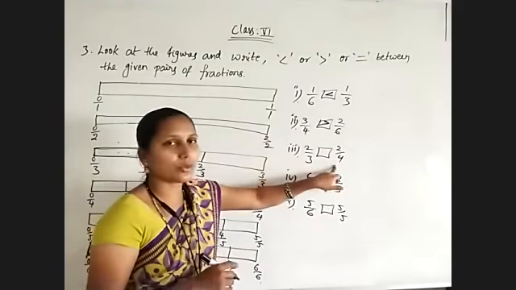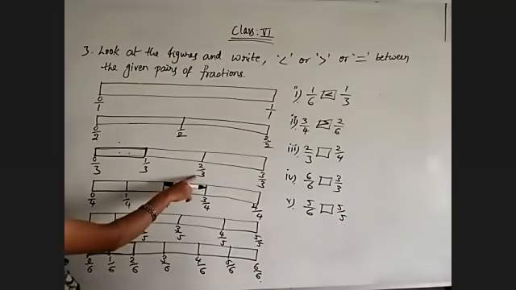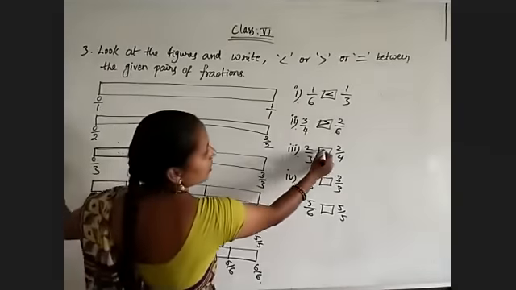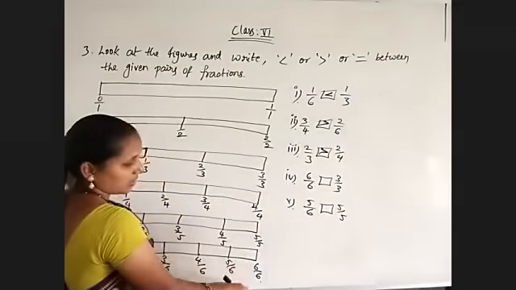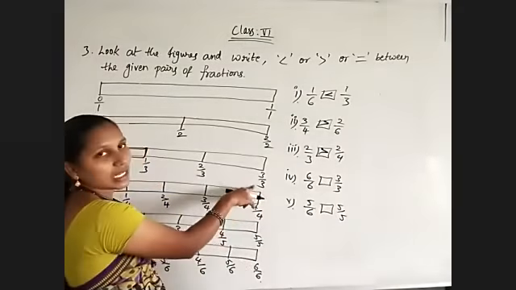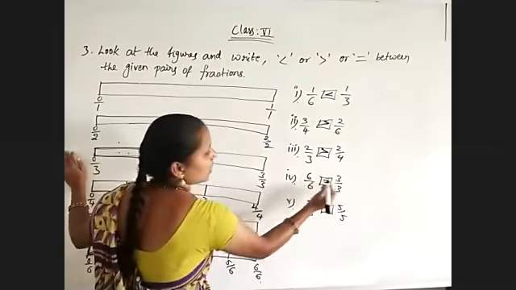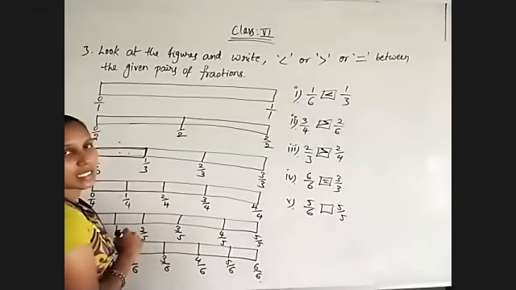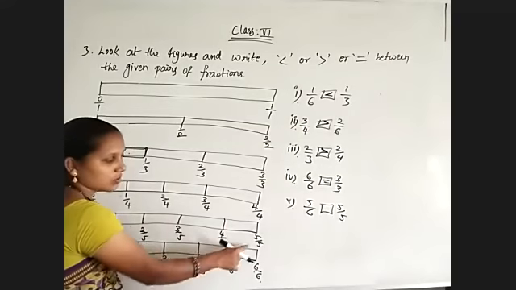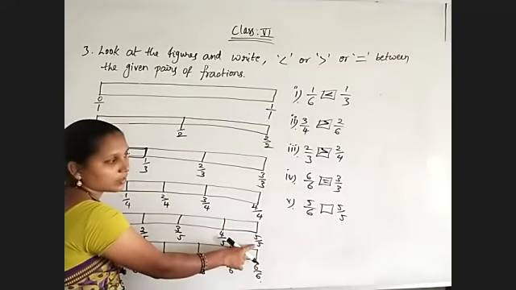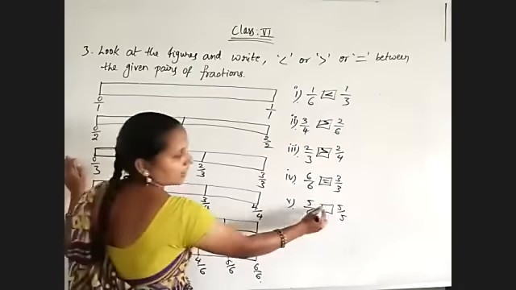2 by 3 and 2 by 4. 2 by 3, 2 by 4, which is more? 2 by 3, so greater. Then 6 by 6 and 3 by 3: 6 by 6 is 1, 3 by 3 also 1. So both are equal. Then 5 by 6 and 5 by 5. 5 by 5 is 1. 5 by 6 is this one. So 5 by 5 is more, means 5 by 6 is lesser than.